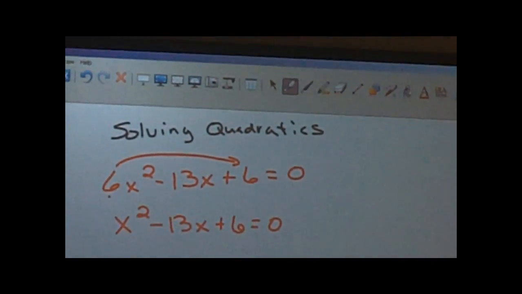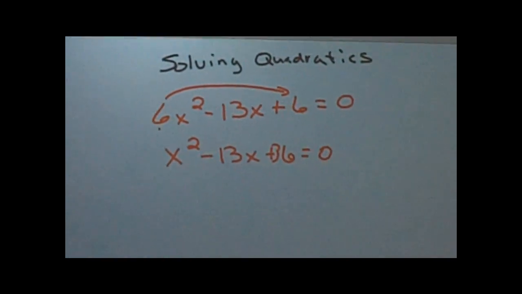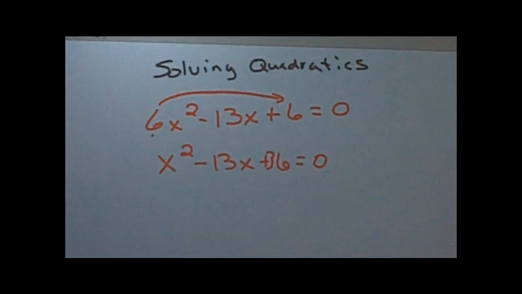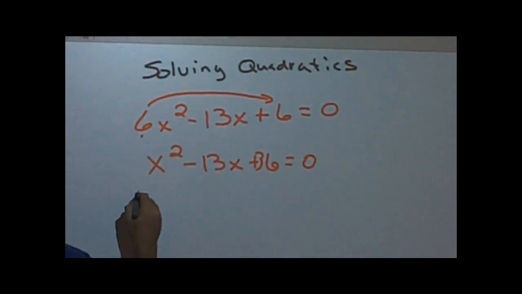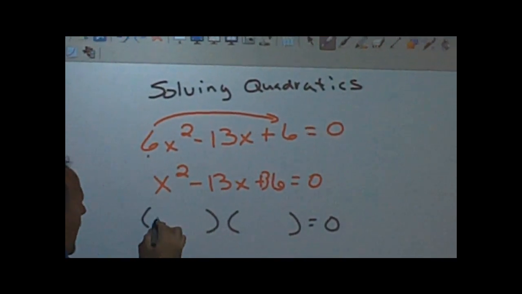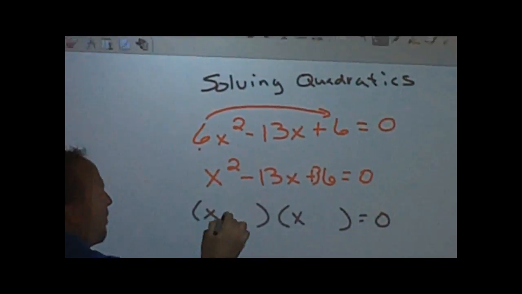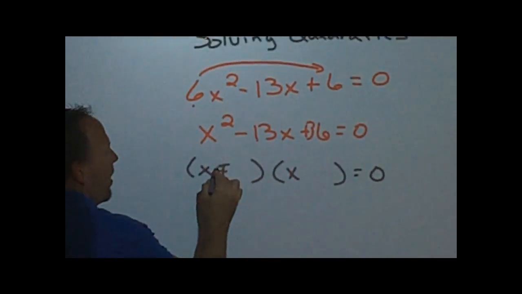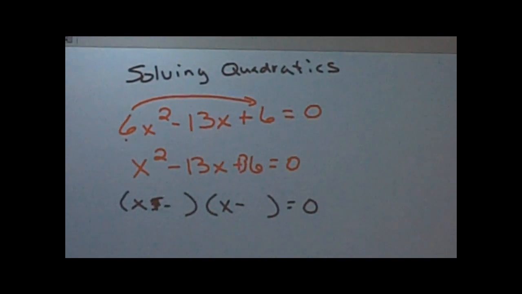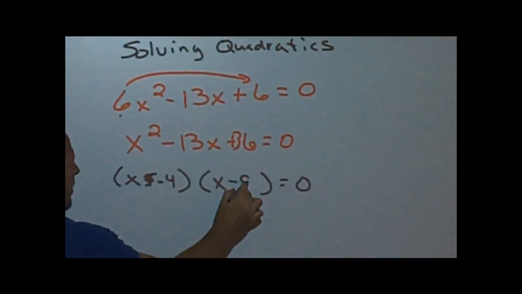Now I know that my first step is parentheses. I have x and x, and then what signs? They're both negative, aren't they? We need factors of 36 that add up to 13: 4 and 9. Very good.